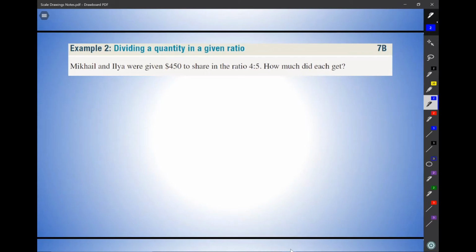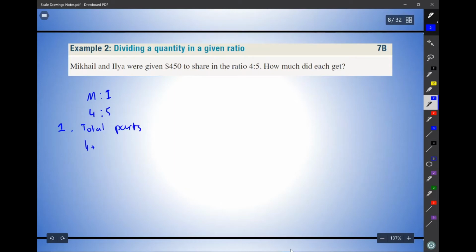Okay, let's just check that with a couple of answers and make sure we can do it correctly. So in this case, we've got our friend whose name I can't pronounce, and our other friend whose name I can't pronounce. We'll call them M and I. They're given $450 to share in the ratio of 4 to 5. So, step 1, total parts. Is 9. Sorry, I'm getting ahead of myself. Total parts is 9, 4 plus 5.